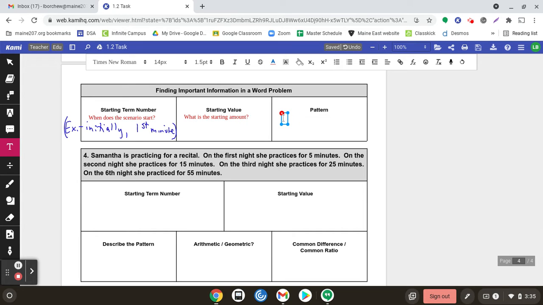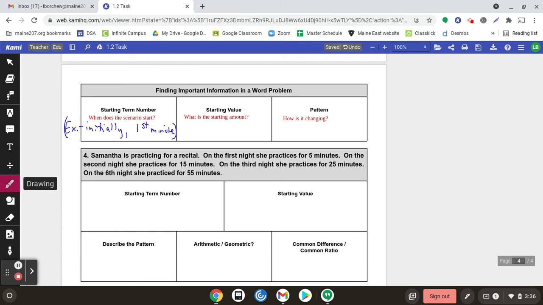And the pattern will answer the question, how is it changing? So in other words, it's what we defined in task 1.1 as the common difference if it's an arithmetic sequence, or the common ratio if it is a geometric sequence. So let's look at number 4.